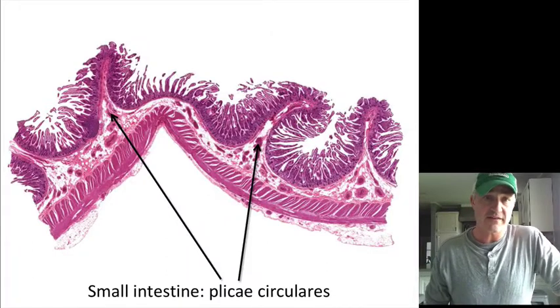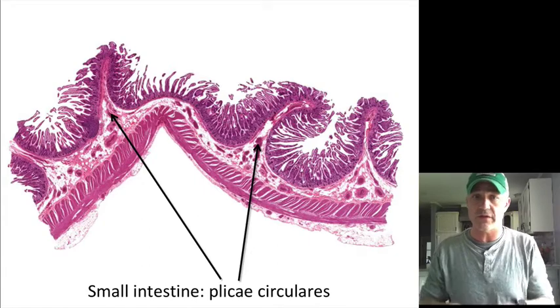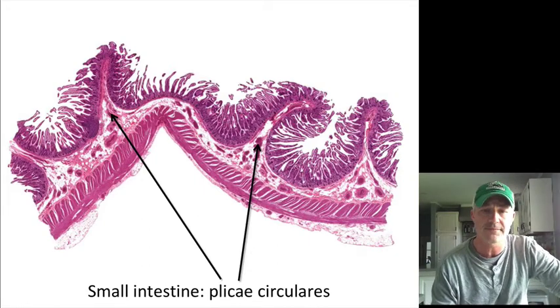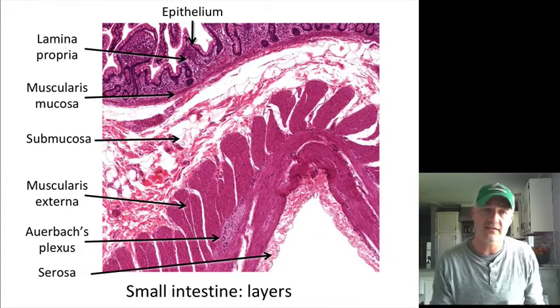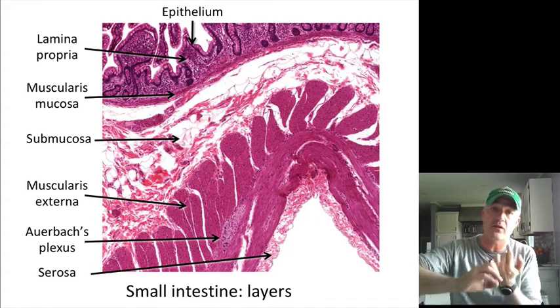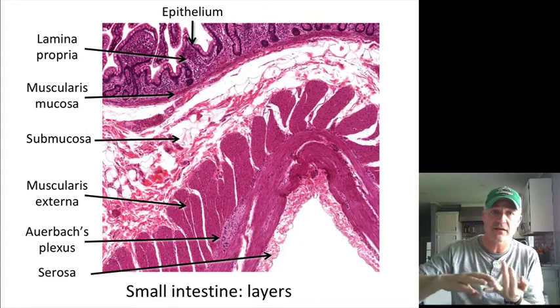So you can see the plicae circulares on these images right here where the arrows are pointing, those folds going up into it. We can see those on some of the slides that we'll look at in a little bit as well. And again, same basic layers here. You have the mucosa, again simple columnar here. Still going to have the lamina propria, still going to have that muscularis mucosa.